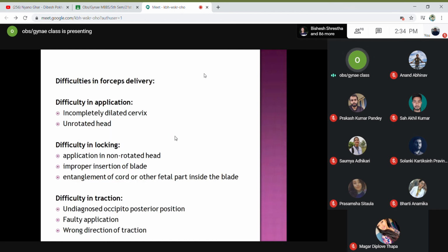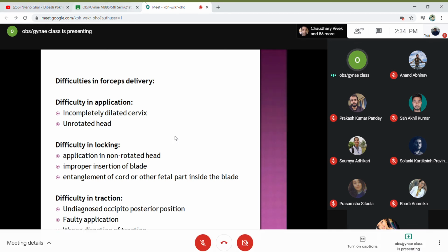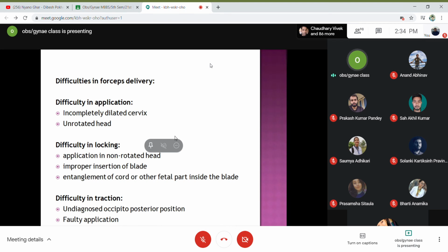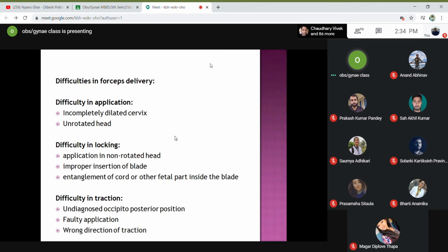Difficulties in forceps. What are the difficulties? There can be difficulty in application, difficulty in locking, and difficulty in traction. Whichever difficulty you face, you have to identify the problem. You should not force it. You should not be doing that.